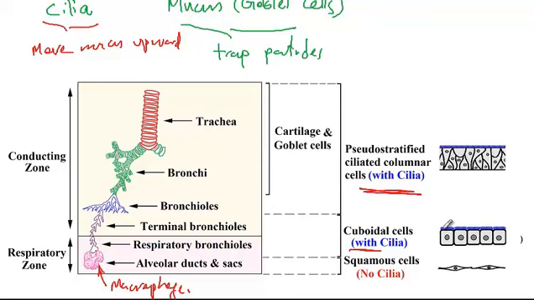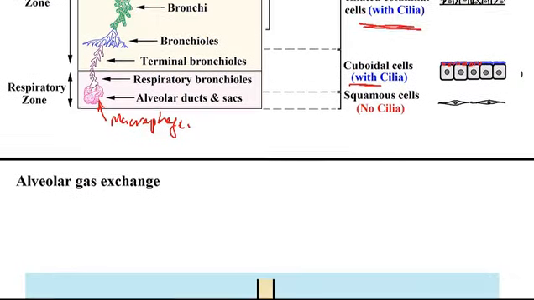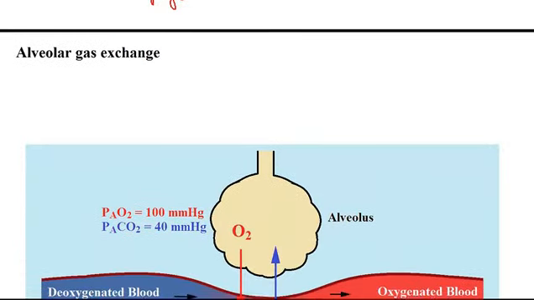And these cilia are shown here in blue color, which are small hair-like structures that can help move the mucus upward towards the pharynx. And then we discussed how it's the function of the goblet cells to produce mucus. Next, moving on to the mechanism of alveolar exchange.